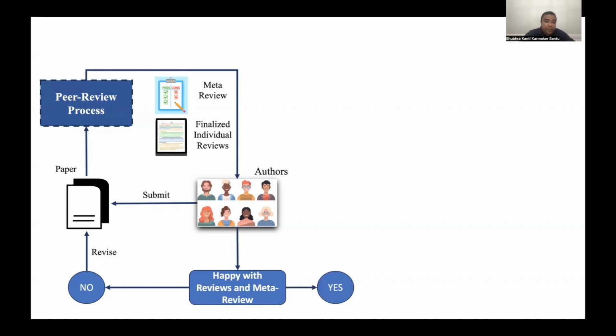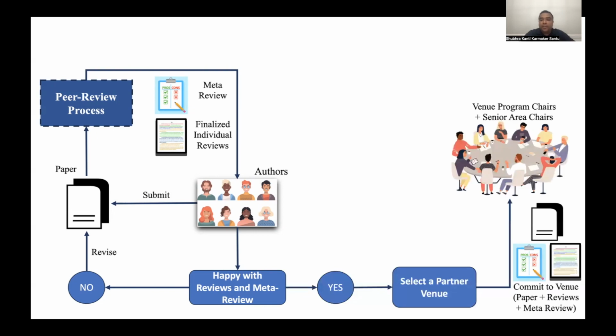But once they become happy with the reviews and meta review, then they can select a partner venue and they can commit their paper to that venue. What we mean by committing is that this is also another kind of submission, but in order to disambiguate between the ARR submission system and the conference submission system, we say that after the reviewing process is completed, you commit the paper to a venue, with the original paper, the individual reviews and the meta reviews.